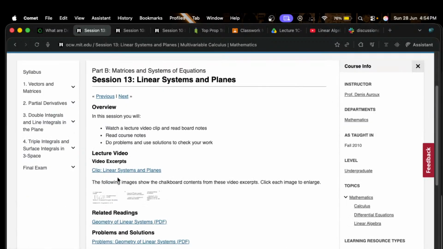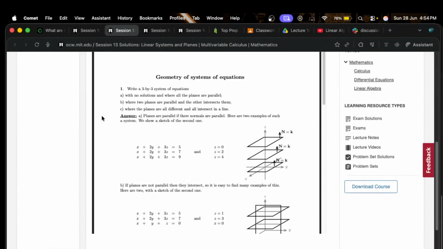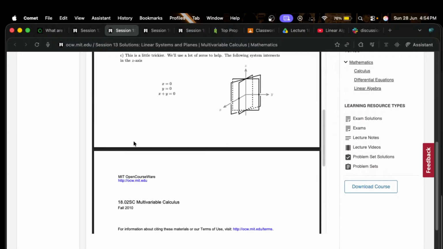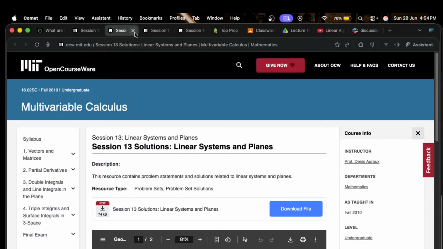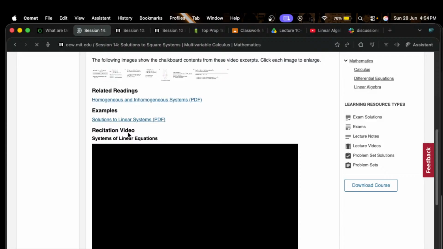Okay, what these linear equation systems actually have. Write a 3 by 3 system of equations with no solutions where all the planes are parallel, where two planes are parallel and the third intersects them, where the planes are all different and intersect in a line. Okay, so this is just okayish kind of examples. This would be something that we should double down on.